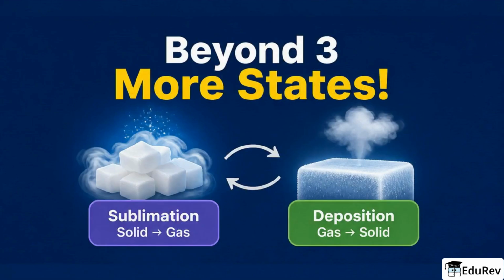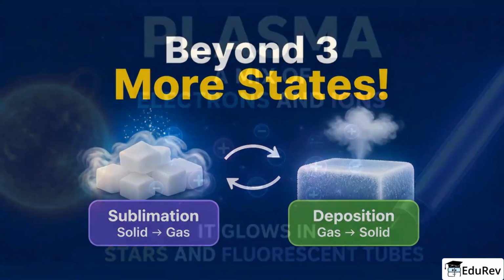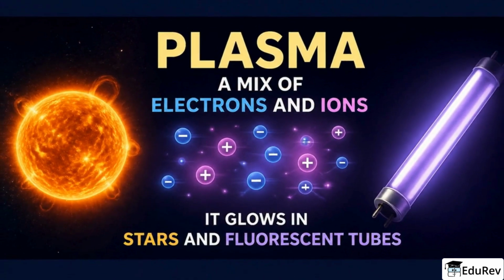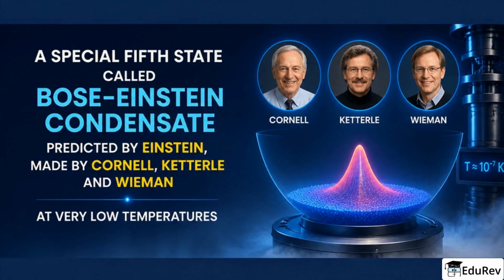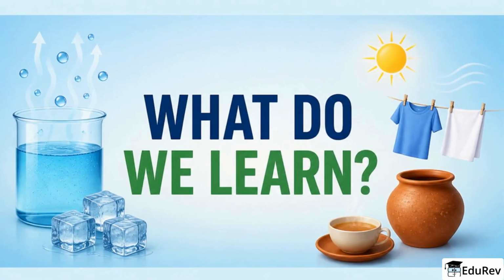Finally, beyond solid, liquid, and gas, there are two more states to note. Plasma is a mix of free electrons and ions and glows in stars and fluorescent tubes. A special fifth state called Bose-Einstein condensate was predicted by Einstein and first made by Cornell, Ketterle, and Wieman at very low temperatures. So what do we learn from this?